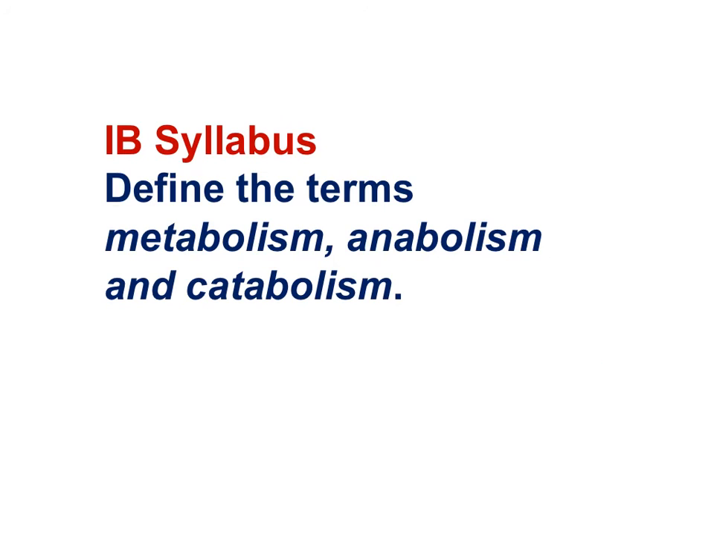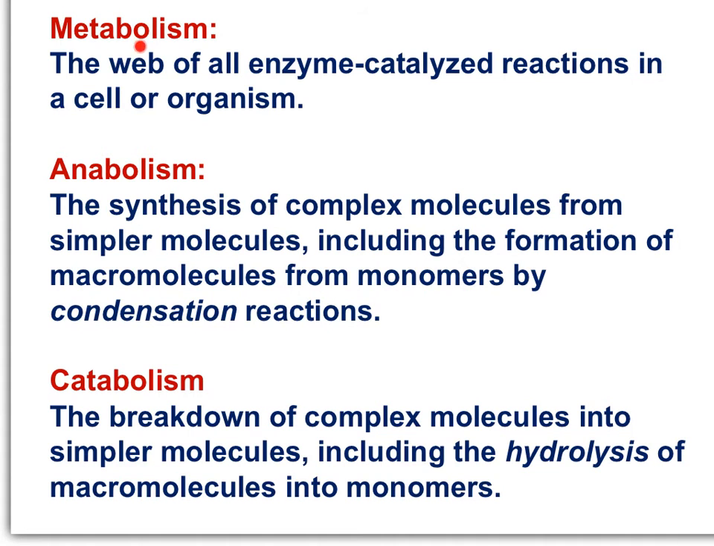So that leads us to an important IB syllabus statement. Define the terms metabolism, anabolism, and catabolism. Metabolism is the web of all enzyme-catalyzed reactions in a cell or organism. Anabolism is the synthesis of complex molecules from simpler molecules, including the formation of macromolecules from monomers by condensation reactions. Catabolism is the breakdown of complex molecules into simpler molecules, including the hydrolysis of macromolecules into monomers.